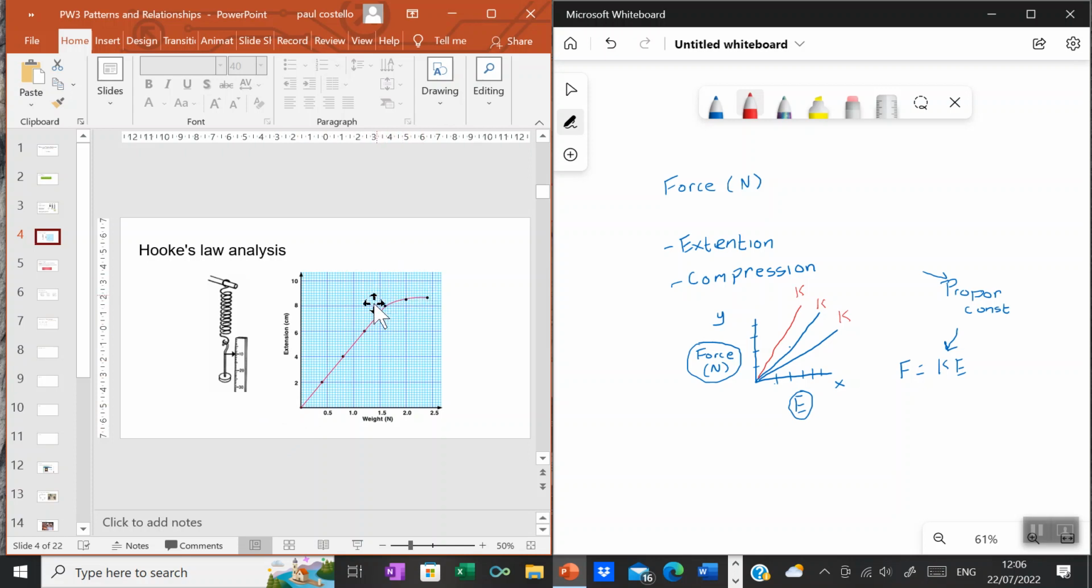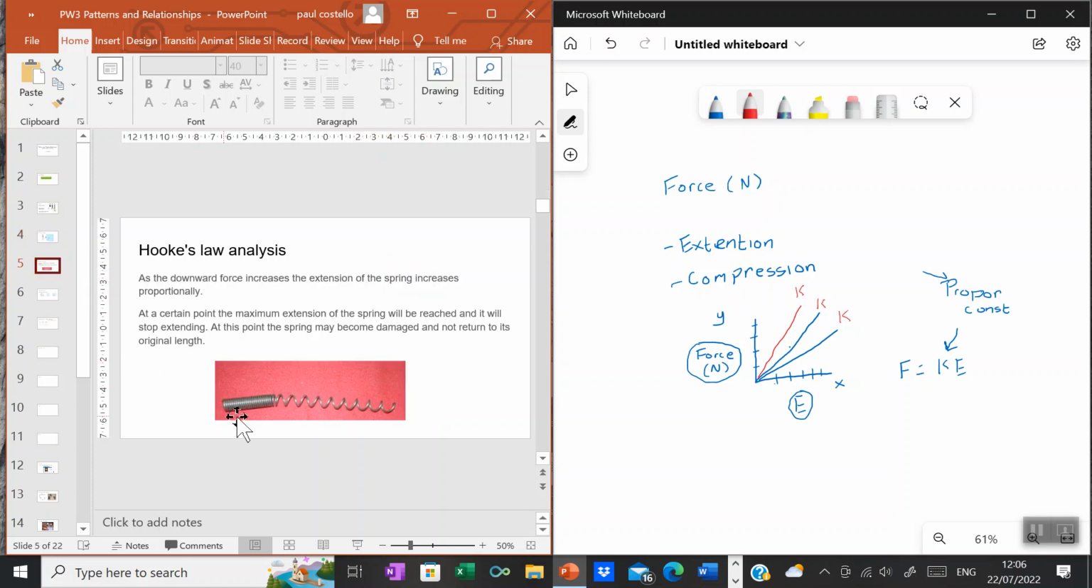If you keep adding mass to it, it'll extend, and the graph might end up looking something like this. As the downward force increases, the extension of the spring increases proportionally, and at a certain point the maximum extension of the spring will be reached and it will stop extending. At this point the spring may become damaged and not return to its original shape. So when you reach this proportionality constant, the spring will bend out of shape and you won't get it back into shape.